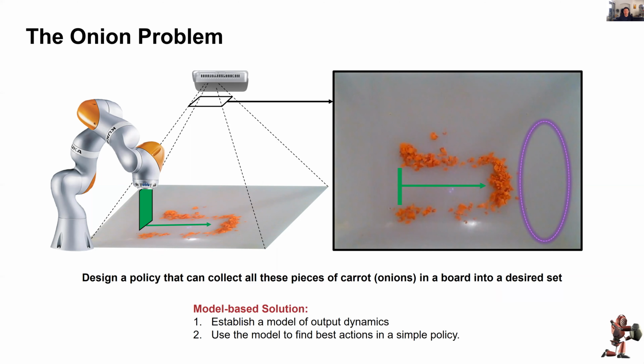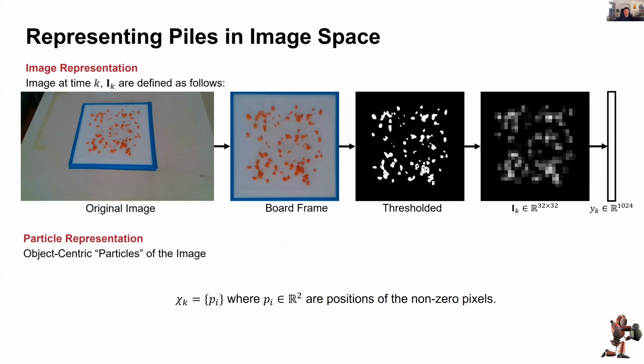Throughout the presentation, we will provide a model-based solution. First, we're going to establish a model of how our pixel dynamics are going to evolve. And using that model, we're going to find the best action in a simple policy. I've told you that the space of pixels feels like a natural representation for this problem, and that's exactly what we're going to do.